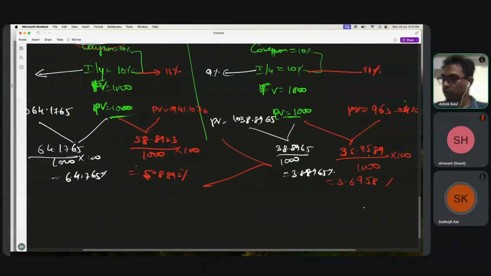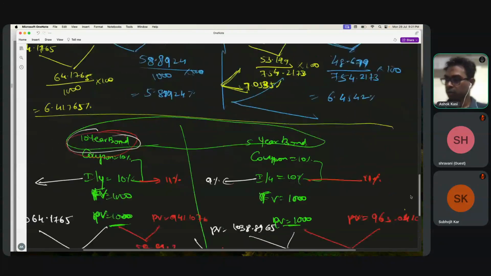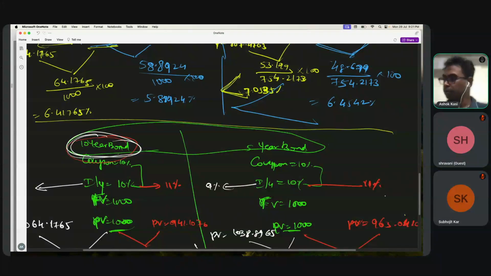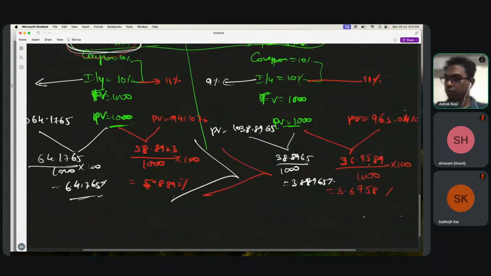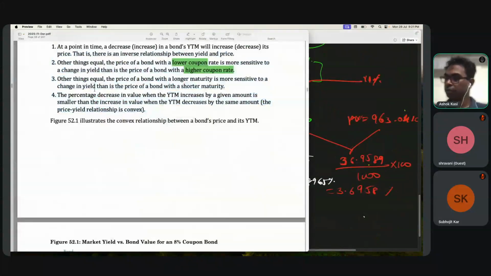The longer one. Okay. More sensitive. That is the 10-year bond. So this is also done. Third point is over. Fourth point.